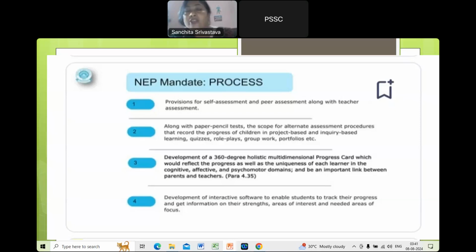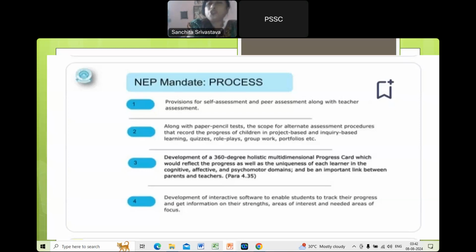Thank you so much. Now you see, the 360-degree holistic multi-dimensional progress card, what we call a holistic progress card. What is that? See, the uniqueness of the child is reflected. In a normal report card, when we see that the child got 80 in mathematics, 70 in English, only the marks are there. But if the child is very good in mimicry, or if the child is an excellent orator, how do we show that in a report card? A normal report card does not have columns for all this.